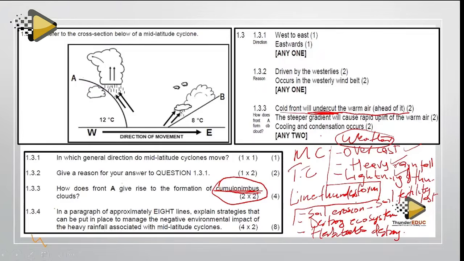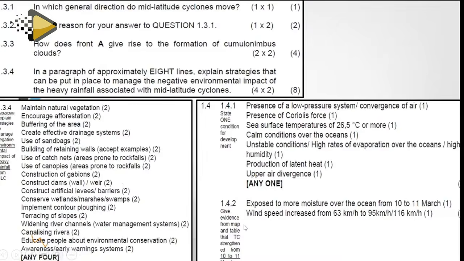Now let's move on to the next question. It says, in a paragraph of approximately 8 lines, explain strategies that can be put in place to manage the negative environmental impact of the heavy rainfall associated with mid-latitude cyclone. Now, what can we do there?